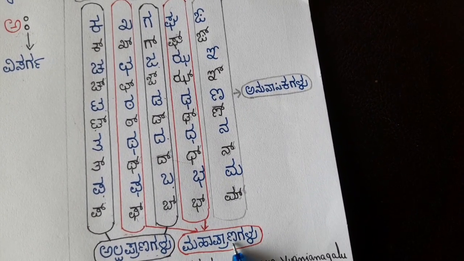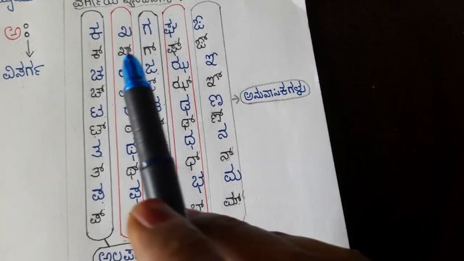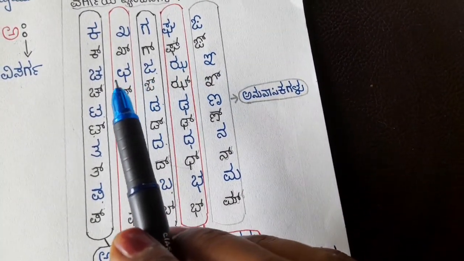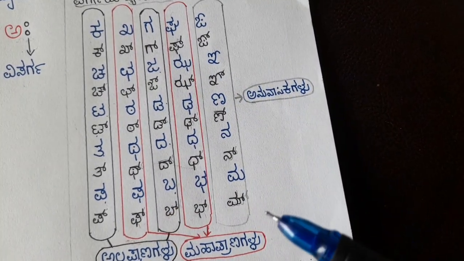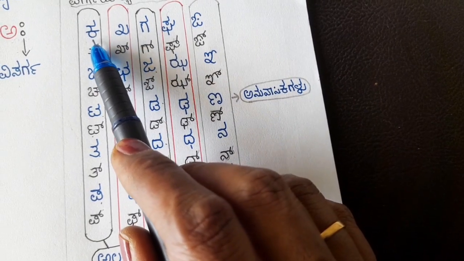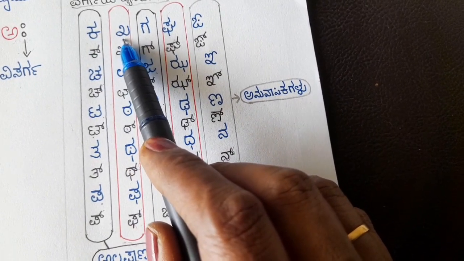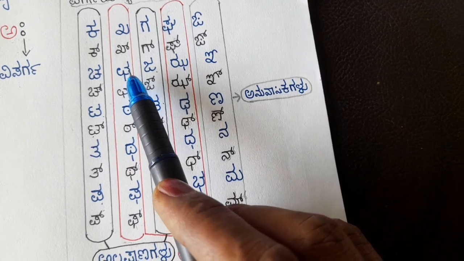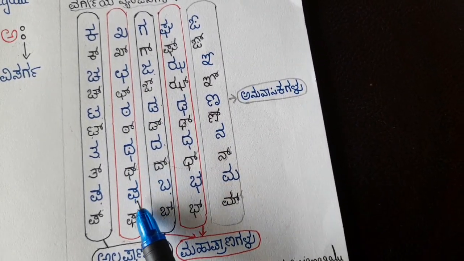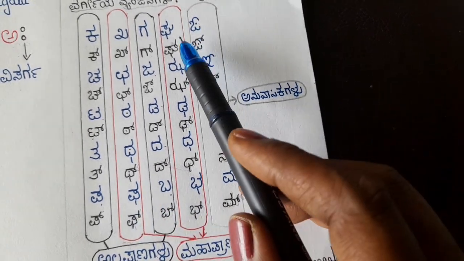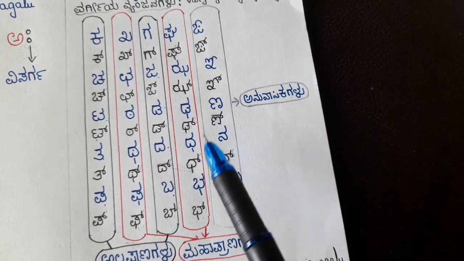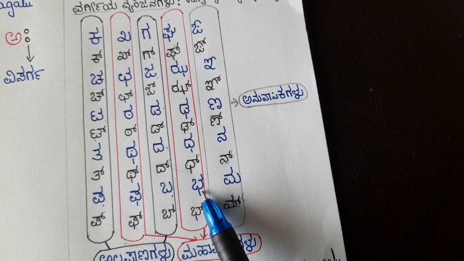Next we have the Mahapranagalu. Mahapranagalu are the second column and the fourth column. Now to pronounce these letters you have to put some pressure, like kha. This is ka, this is kha. Cha, tha, tha, kha, cha, tha, dha, pha.